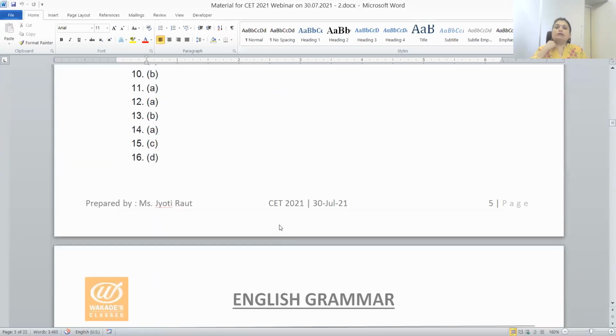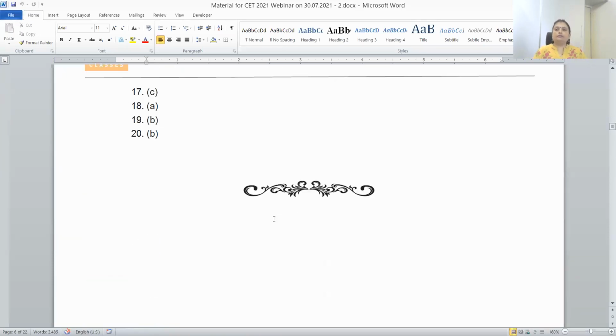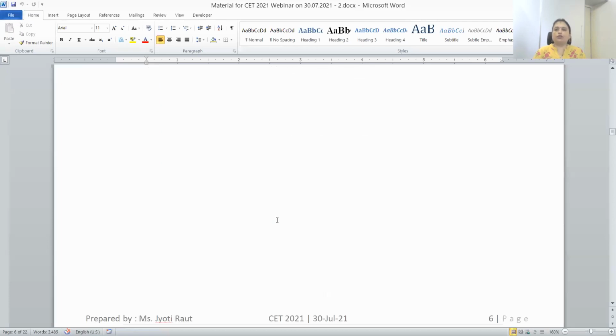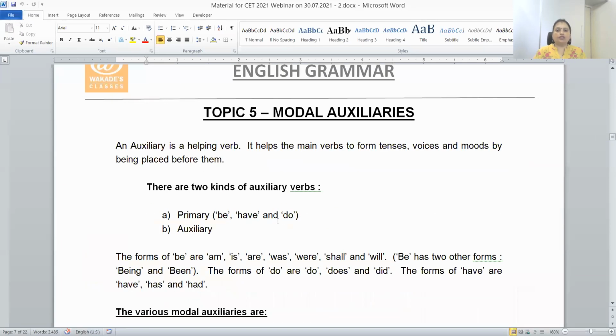So, children, our first topic for today. Our first topic for today is going to be modal auxiliaries. Yes, modal auxiliaries.